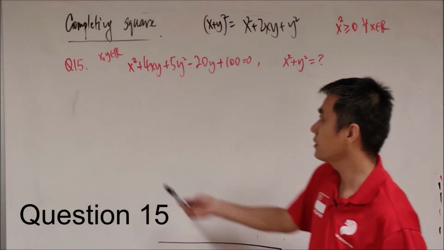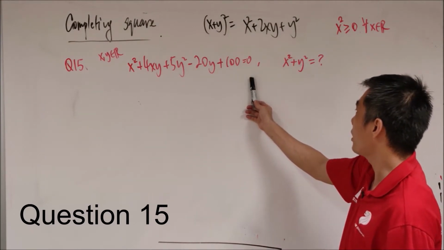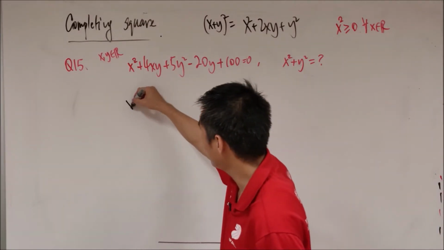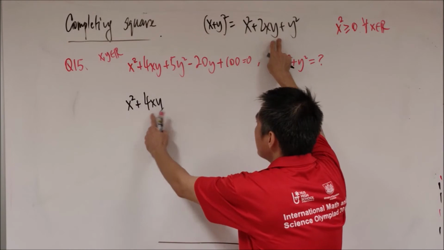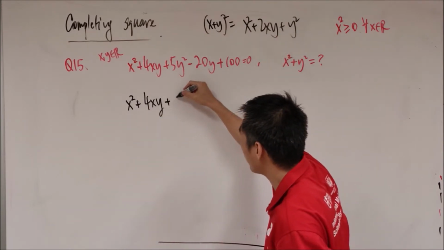Therefore xy equals 11 multiplied by 10, and this is 110. For question 15, x and y are real numbers and this equation is given. You're asked to find the value of x squared plus y squared. We start with x squared plus 4xy. Now in this case, y will equal 2y, so we need to have a 2y squared.